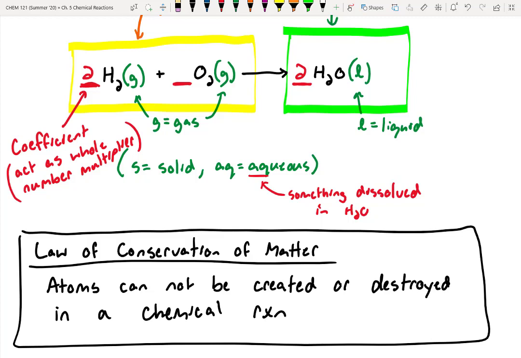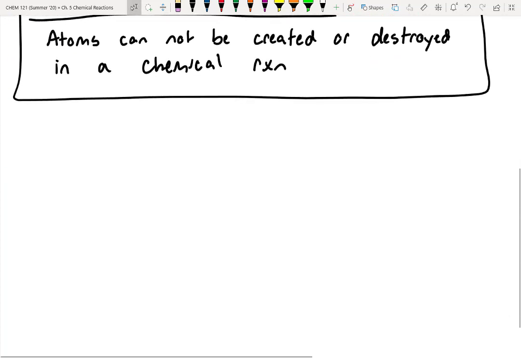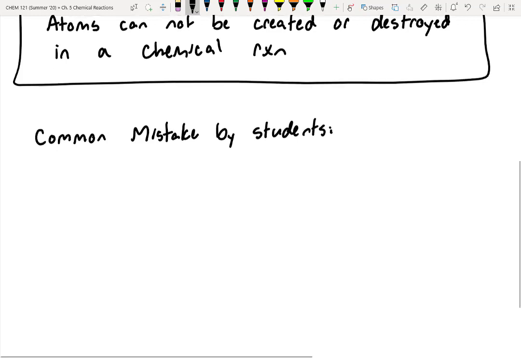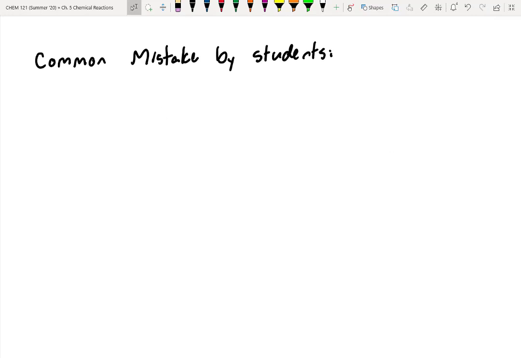All right, let me show you a common mistake that students make. And this is something that you might run into as you go through practice problems. So I just wanted to clear it up. So let's say I tell a student, all right, we're going to combine hydrogen and oxygen to make water. Draw out the chemical reaction.